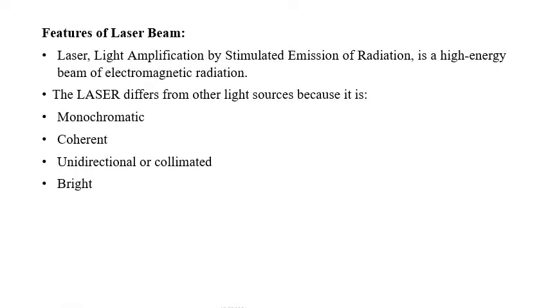Next, we will move on to the features or characteristics of a laser beam. As I told in the previous video, the laser beam has some unique characteristics or properties. Here a few of the unique properties I have mentioned. Laser beam is a light source having unique properties like monochromatic, coherent, unidirectional or collimated, and bright.